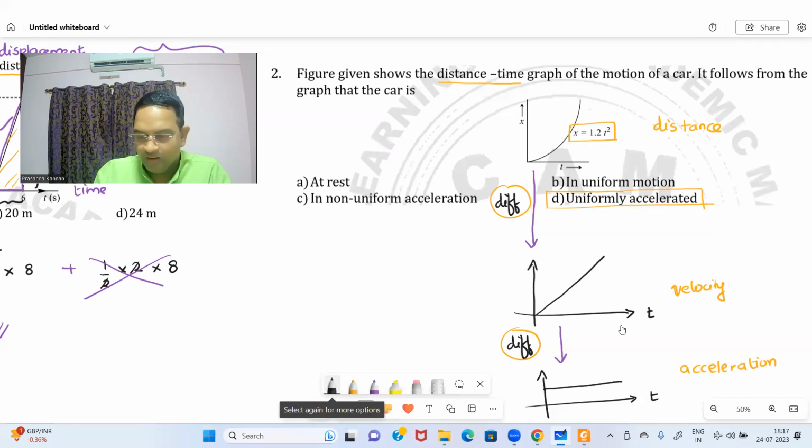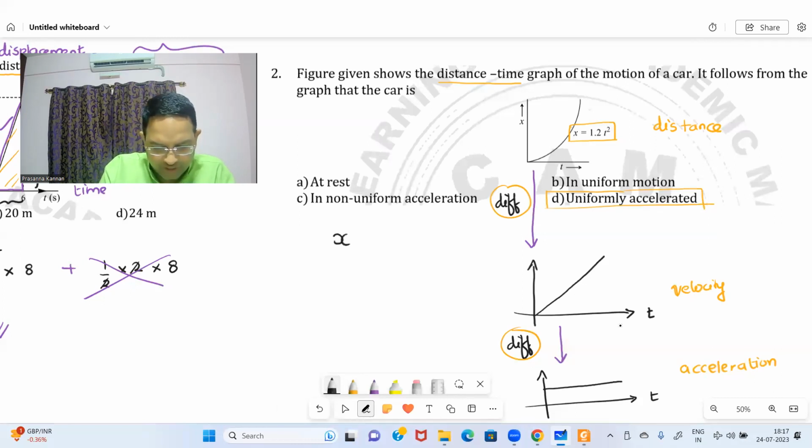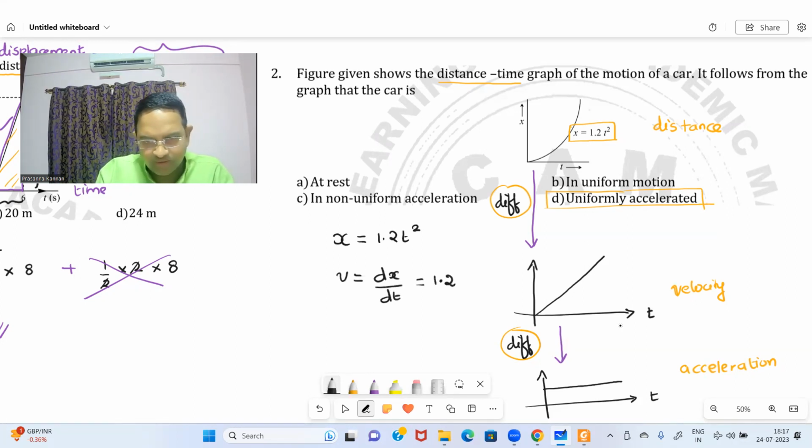Another way of doing it is by differentiation. So your x is 1.2 t square. How do you get velocity? By differentiating this. 1.2 is a constant. When you differentiate t square, what do you get? 2t. Excellent. So 1.2 into 2t will be 2.4t. So that's your velocity.